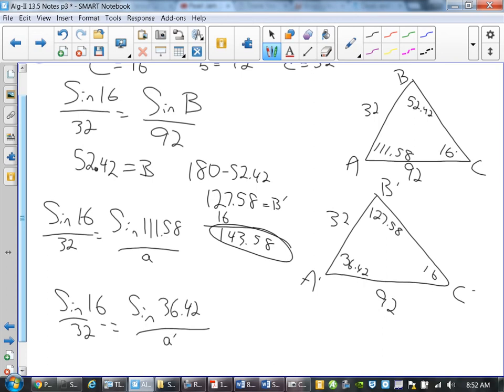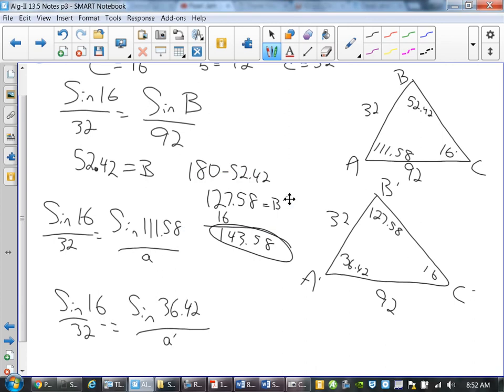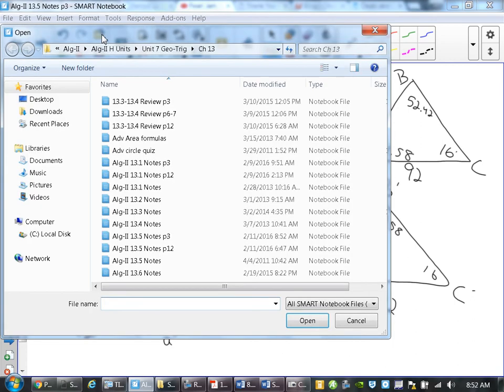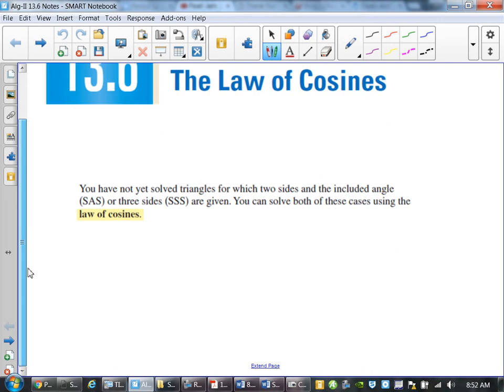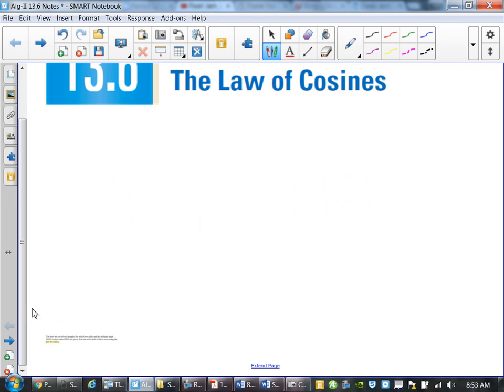All right, let's do law of cosines real quick. Law of cosines is like law of sines. Put them all together. Law of cosines, you have to use law of sines. Go figure.